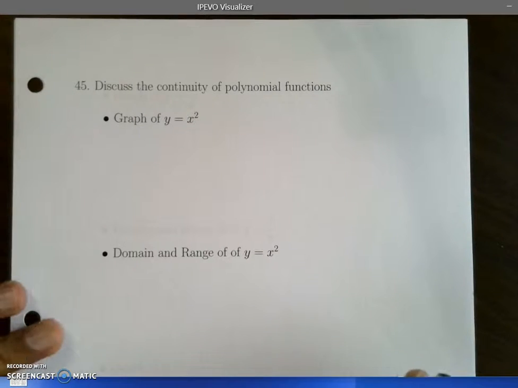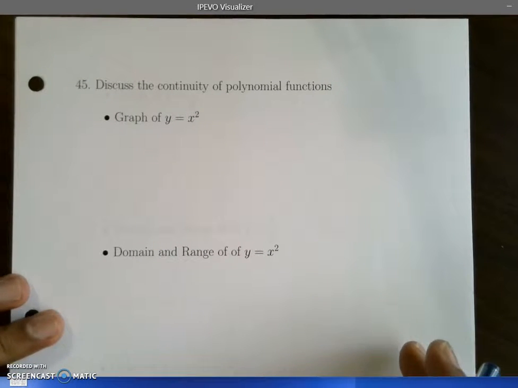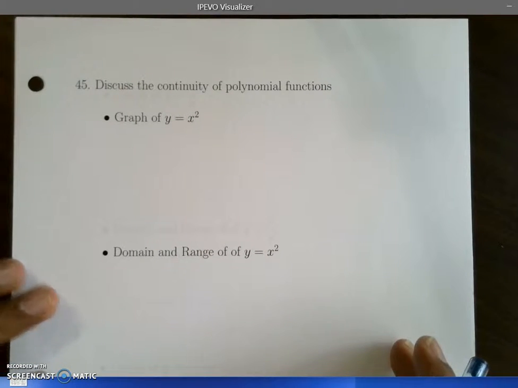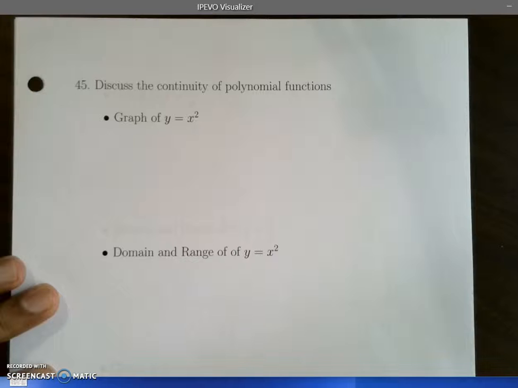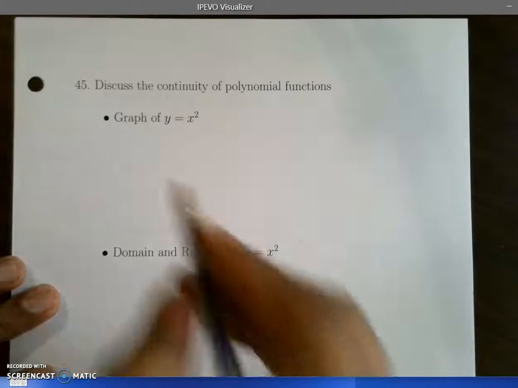In this video, we will discuss the continuity of some basic functions, the graph, the domains, the range, and the region of continuity and stuff like that. Let's start with polynomial functions, and let's start with the graph of y equals x squared.